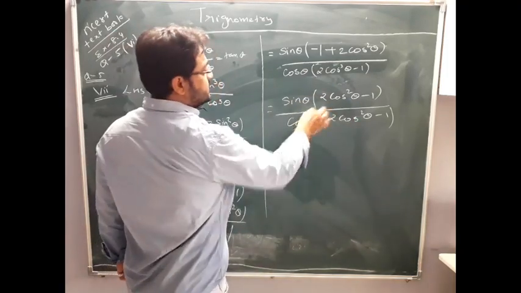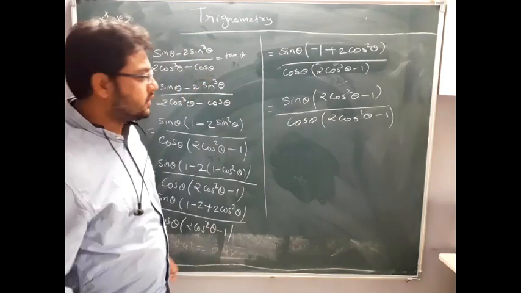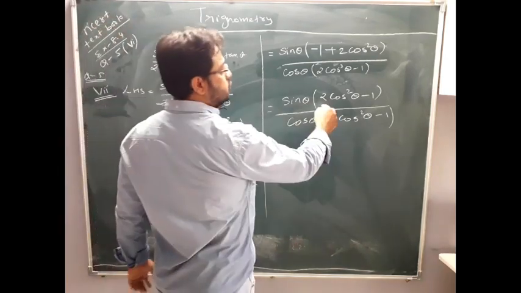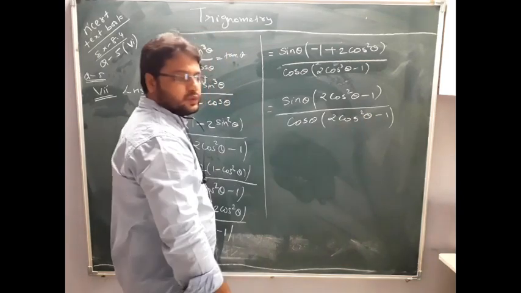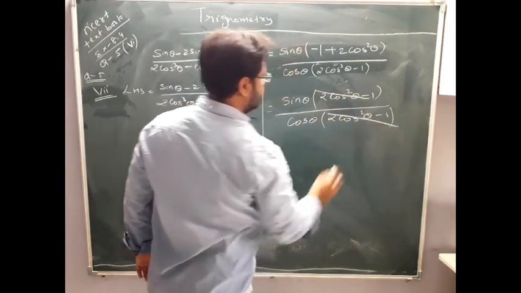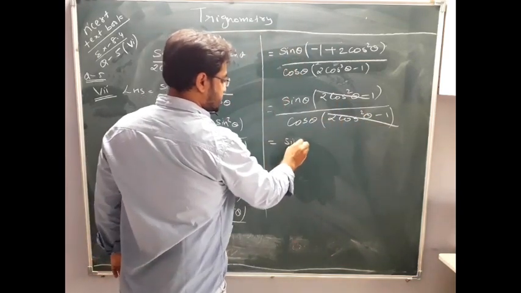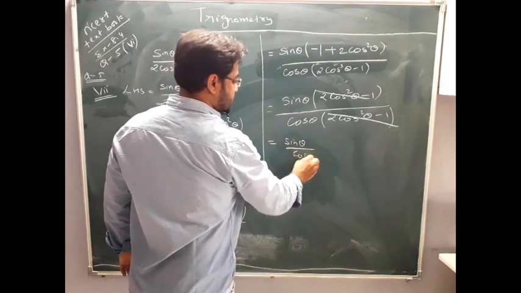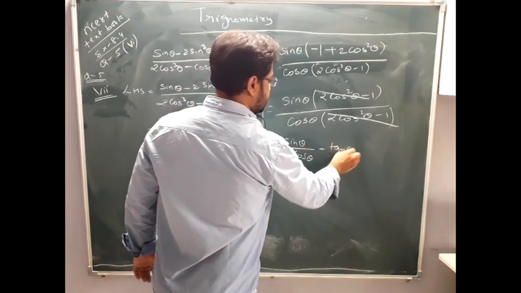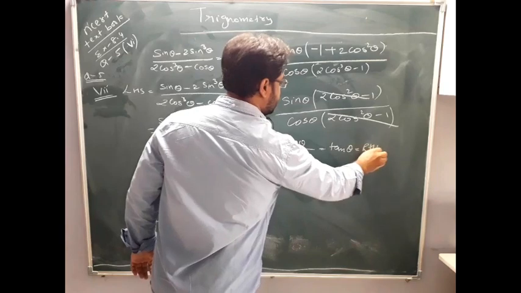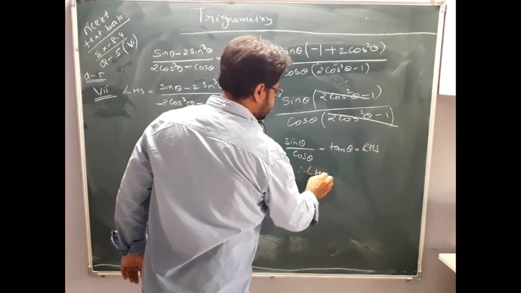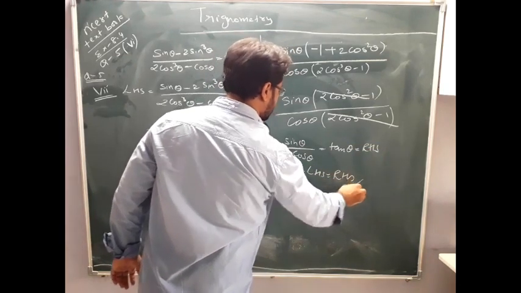You can write down here plus, but if you don't write in the plus sign, it will also work. So see, this is the same term, 2 cos square theta minus 1, 2 cos square theta minus 1. So get cut. So remaining is what? So answer is tan theta. Don't forget to write down LHS equal to RHS.